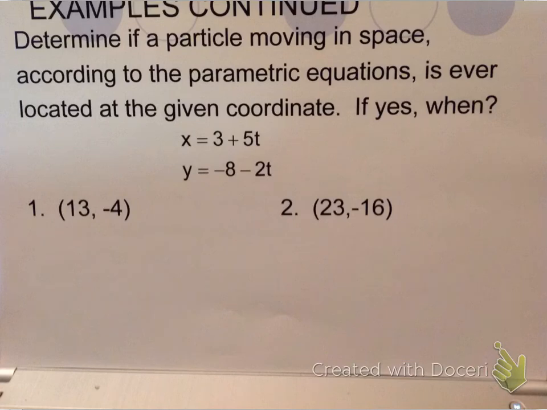And the final type of problem is if you have a moving object and you want to know if it ever goes through a certain point, then if a moving object is going to go through some point in space, that means that it's going to be at that point at some moment in time. And so what that means is that it has to have that x-coordinate at the same time that it's got that y-coordinate.